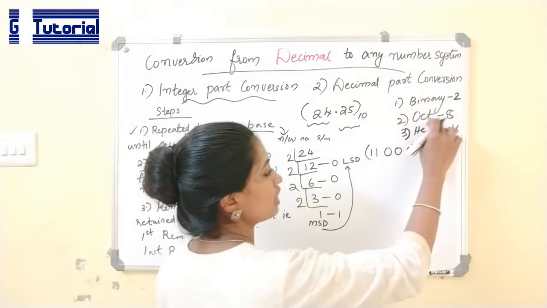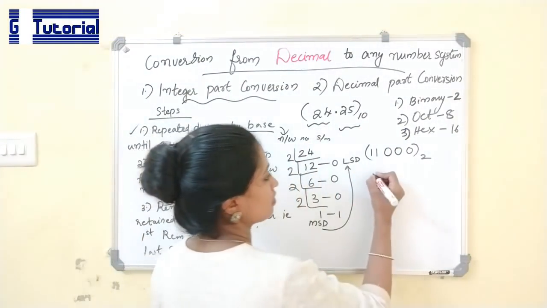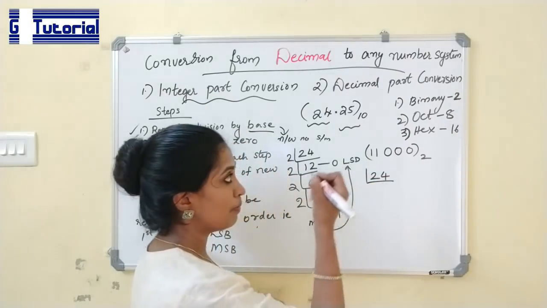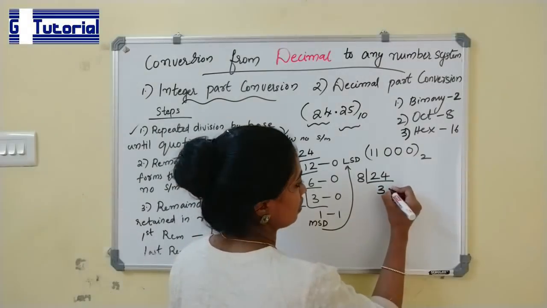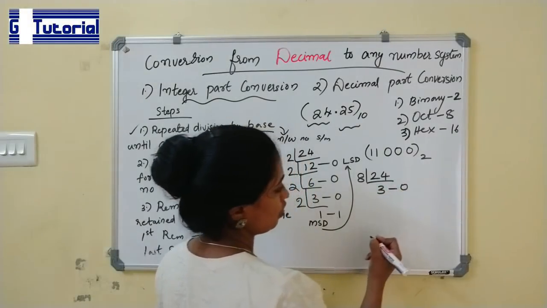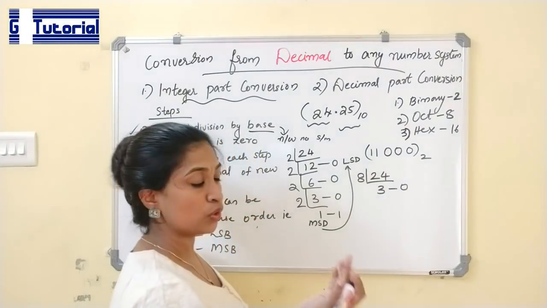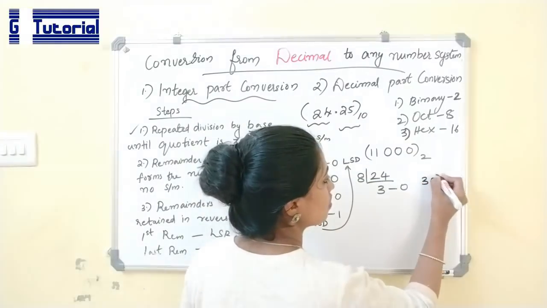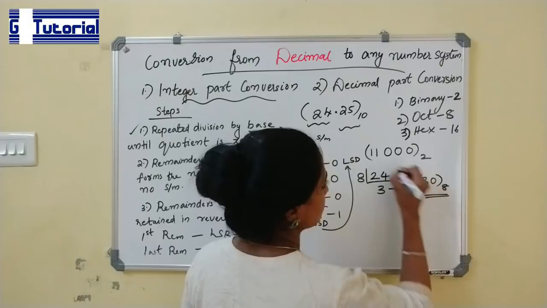Next is the octal system. We have to convert 24 to the octal system, so we have to divide 24 by the base of the octal system, which is 8. 8 3s are 24. Remainder is 0. We cannot divide 3 by 8 again. The quotient will be 0, so we have to stop here. So 30 is the equivalent number of 24 in the octal number system.